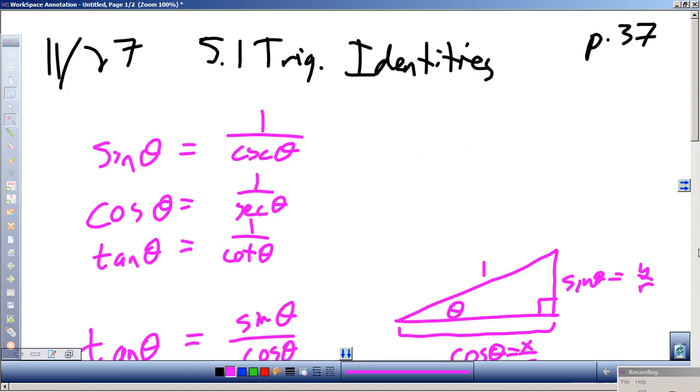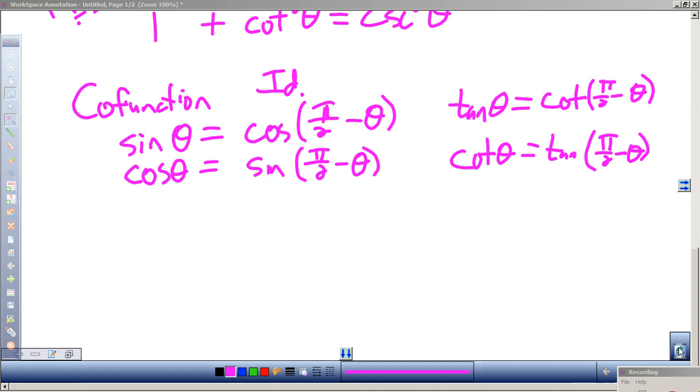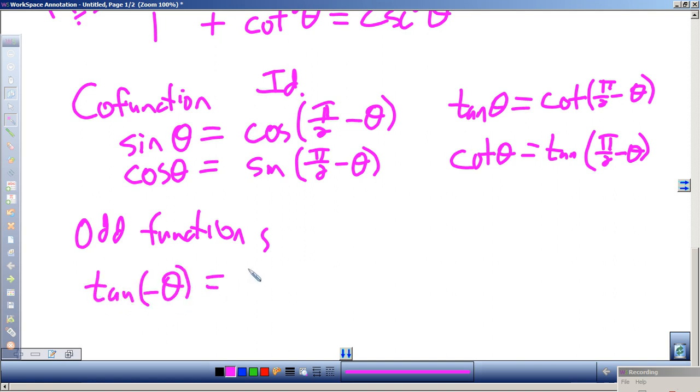So, back here, when we're dealing with this, some of these functions we dealt with were odd, some of them were even. So, which of the trig functions do you think are odd? Okay, tangent and cotangent are odd. So, odd functions. So, this is tangent of negative theta is equal to the negative tangent of theta. So, what else do you think is true in that form? So, cotangent is as well.